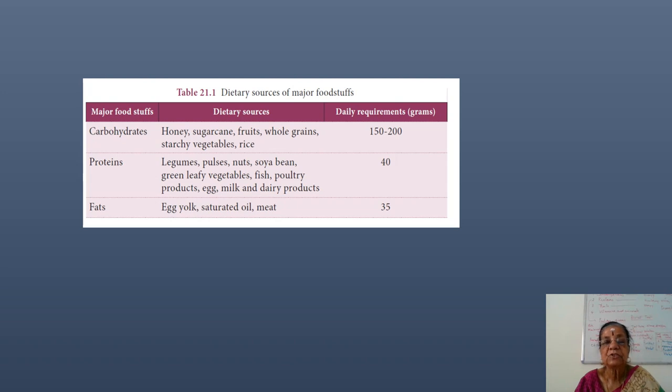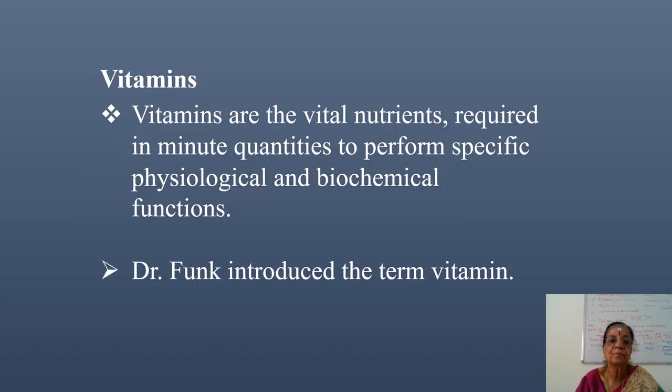Okay. Fats: egg yolk, saturated oil and meat. I hope you follow. Then vitamins. So far we have learnt carbohydrate, protein and fat. Carbohydrate and fat are energy giving foods and proteins are body building foods. They help in growth and repair of damaged tissues.